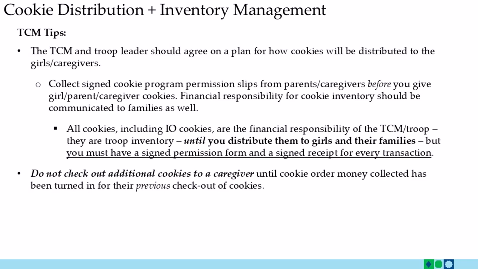So you want to have enough cookies for those first few booths for the troop and for girls. And you want to give girls enough cookies to fulfill their girl delivery orders. But you don't have to give them all their cookies at once. Really, you just want to strike a balance between those variables and come up with a plan that will work for everyone. And then, of course, you want to communicate that plan to the girls and their families.